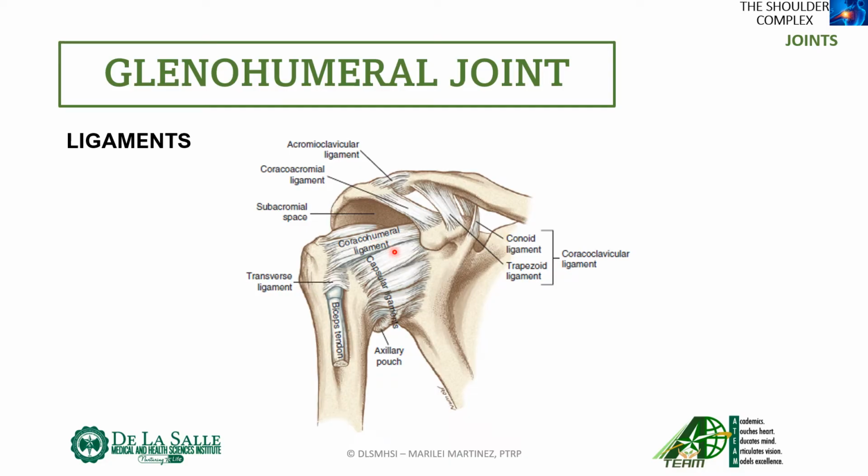Your superior glenohumeral ligament is taut in ER and restrains inferior and anterior translation of the humeral head. Please remember the superior glenohumeral ligament around this area, this one and below the coracohumeral ligament. Again, it is taut in ER. Taut is like tight. Taut in ER, and it restrains inferior and anterior translation of the humeral head.